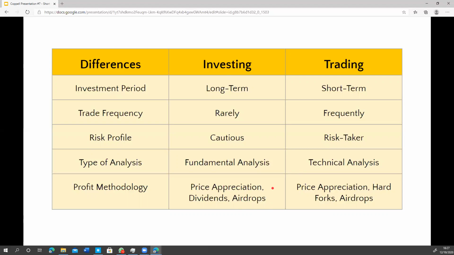the same basic code. And for the other differences, for risk profile, for investing, it's cautious. And for trading, you take more risk because you move a lot. And for trade frequency, investing, it's rarely because you buy or sell and then you hold on to it. And then for trading, it's pretty frequently. And the investment period for investing is long term, and for trading, it's short term.